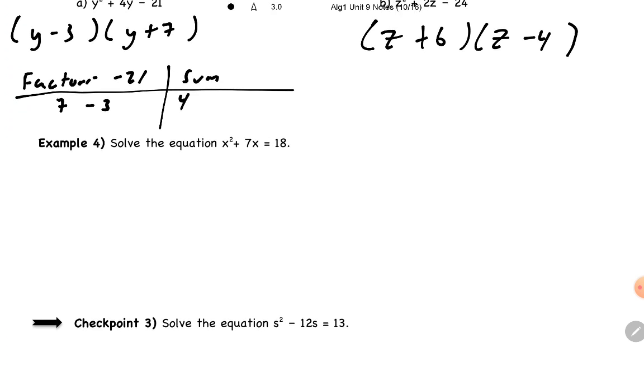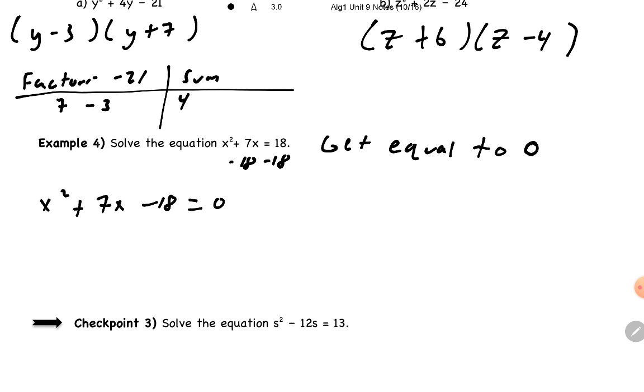So example 4, solve the equation now. This is what we're working up to, solving these equations. So we have x squared plus 7x equals 18. What we're going to do is get the equation equal to 0. In order to do that, I need to move this 18 over to the other side by subtracting 18. So on the left side, I'll now have x squared plus 7x minus 18, and now it's equal to 0.